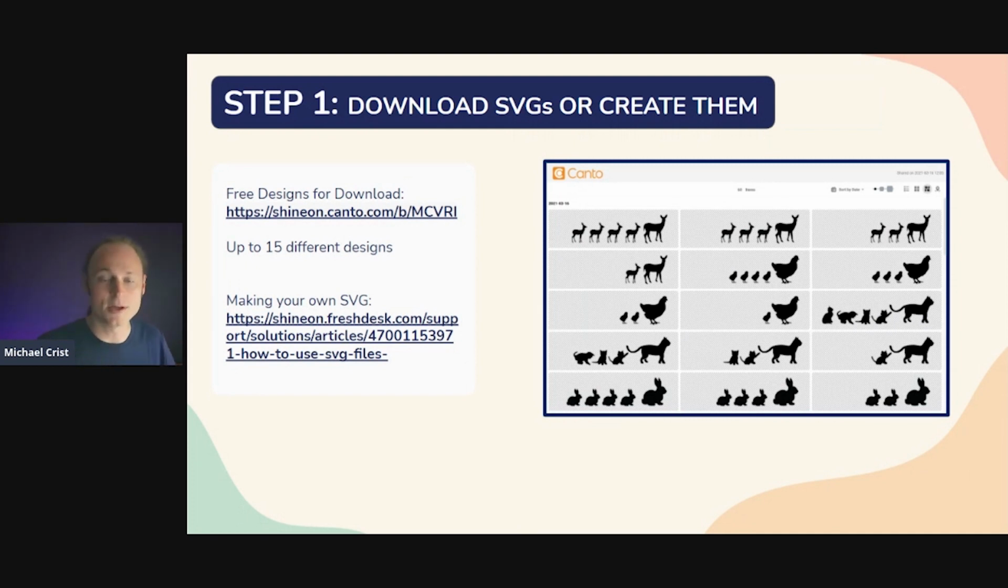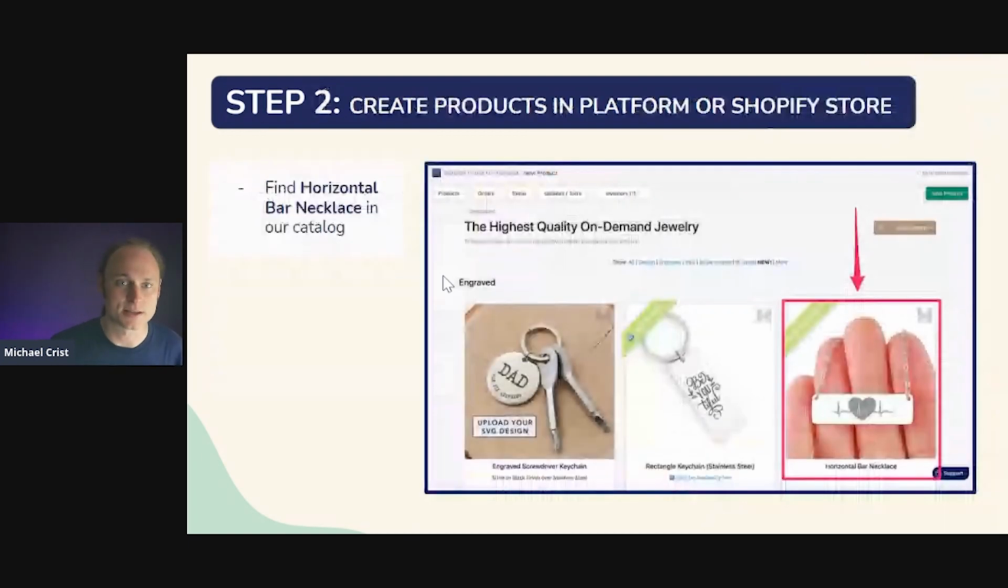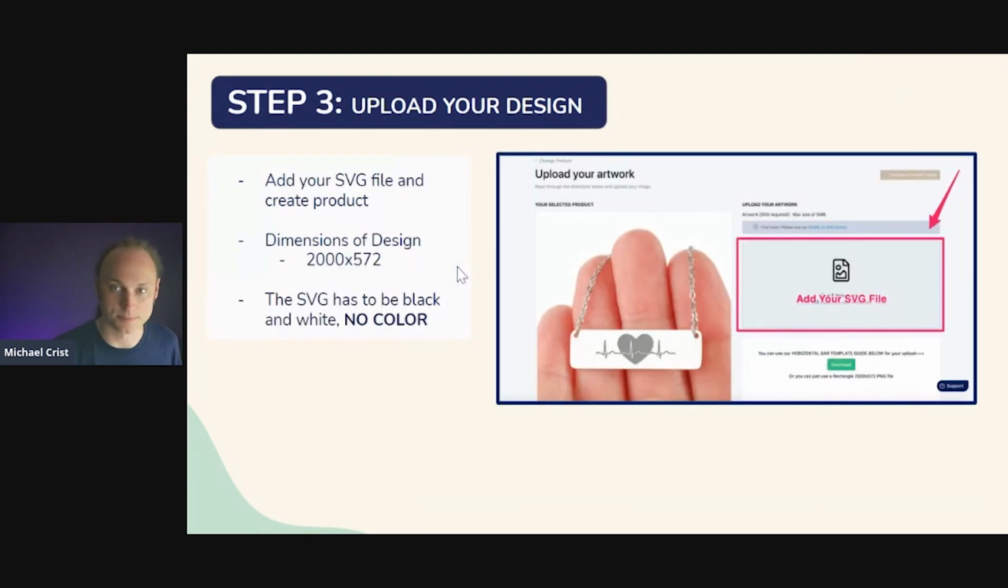So step number one, you're going to need to go to the Canto link. Again, it's going to be in the post after this training. Go to the Canto link and download the animals you want to test. Step number two, you've got to find the horizontal bar necklace in the ShineOn catalog. The horizontal bar necklace is available on the platform and the app. It looks like this right here in the catalog. The horizontal bar necklace is the one you're going to want. You're going to want to add your SVG file.